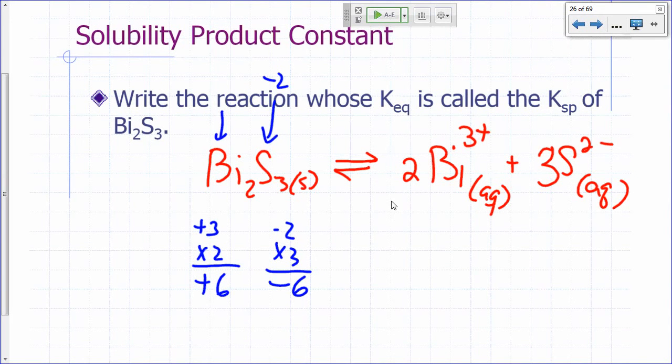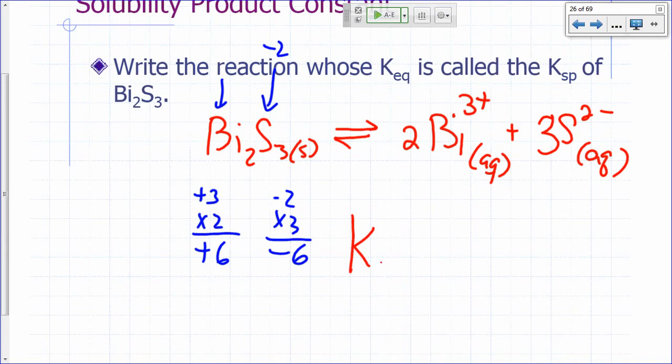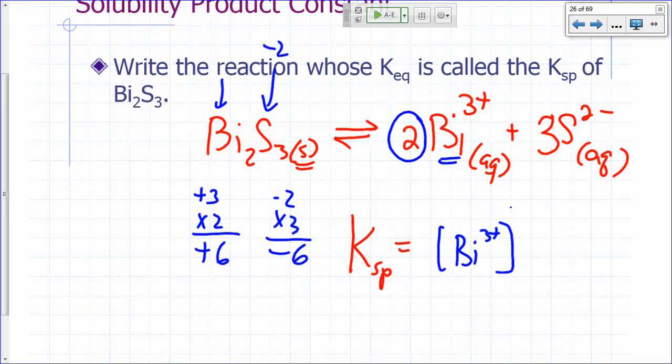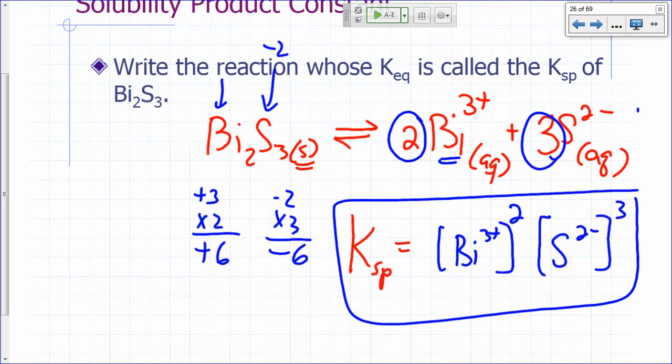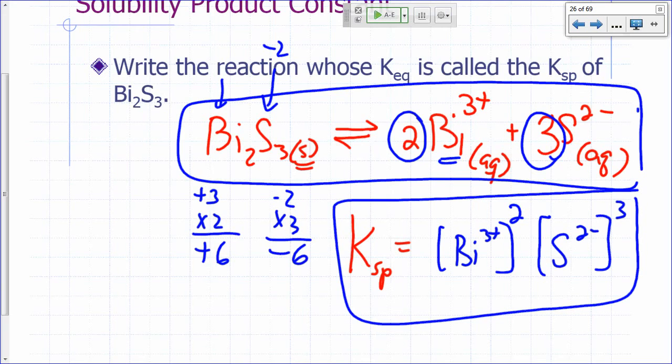So that's the reaction. What's the expression for KSP? KSP equals products over reactants, but the activity of the reactant is just 1 since it's a solid, so it's just the product of the activities of the products. So what would it be? Bismuth concentration or activity raised to the power 2 times the concentration of sulfide raised to the power 3. So that's the expression for the KSP, and this is the chemical equation for it.